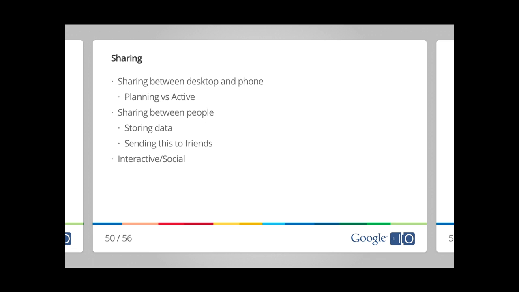Cool. So let's talk a bit about what we actually mean by sharing. You think about sharing something that you've created with other people, but it's also sharing between devices as well. With yourself. Exactly. If you're on the desktop and you've done something, you want to be able to share it to your phone and go between the planning and active stage.